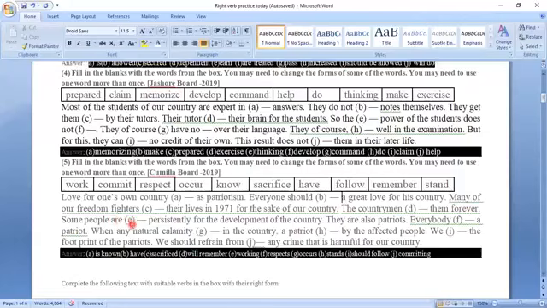The countrymen, number D, will remember them forever. Some people are working persistently for the development of the country. Present continuous tense. Forever indicates future time, so future indefinite has been used here. And some people are working, it's going on still now, so this is present continuous.